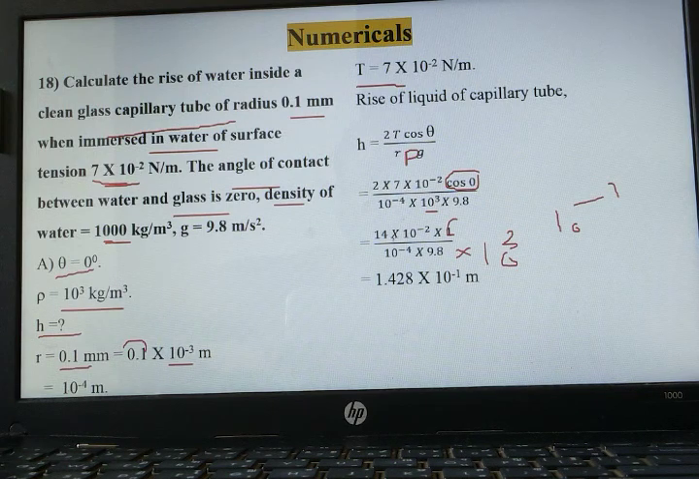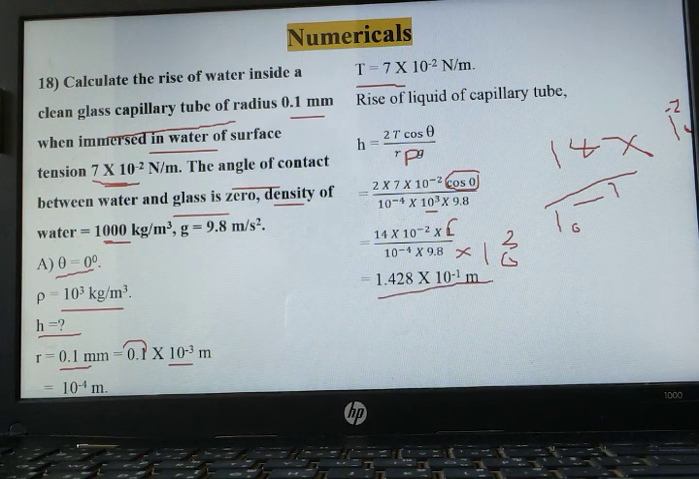Okay. After solving all of this, this minus 1 is in the denominator. And in the numerator, what is there? 14 into 10 raised to minus 2. After solving this whole term, you will get the answer as 1.428 into 10 raised to minus 1 meter.